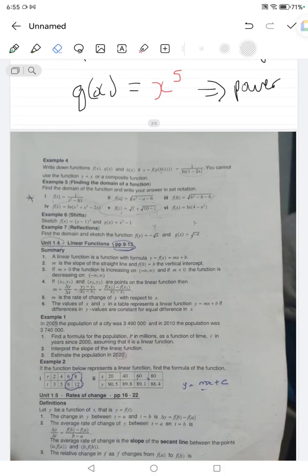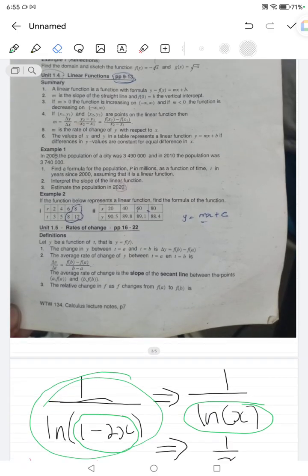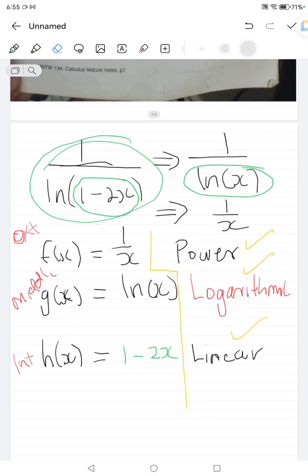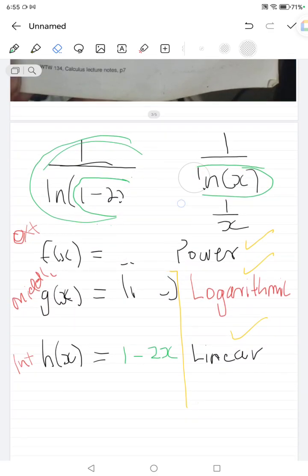Then okay, those ones are the ones where you have to do your domains. Let me just grab these.